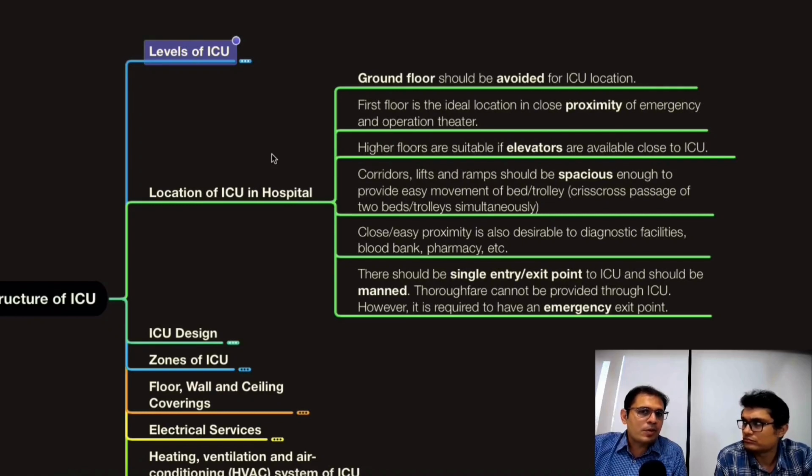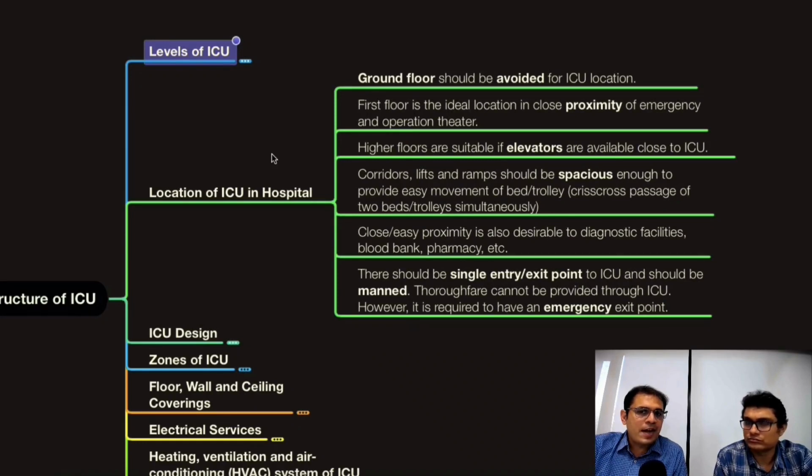Most of the big hospitals keep it on the top floor or one floor below the top, because there the minimum traffic is there, and there is minimum infection rate also. Most probably the top floor is for the operation theatre, and the floor below or the same floor of the operation theatre is used for the ICU. The logic is basically to reduce the infection and trespassing. So higher floors are suitable if elevators are available to the ICU.